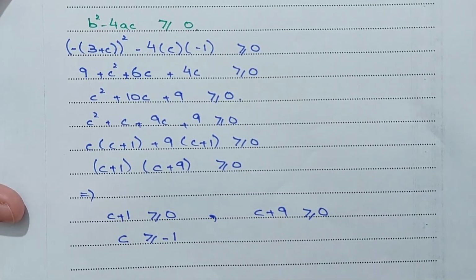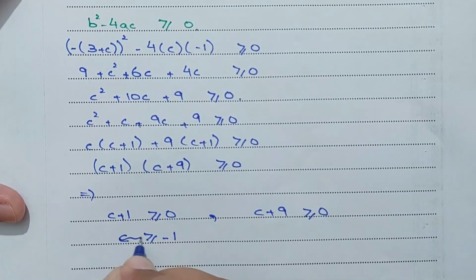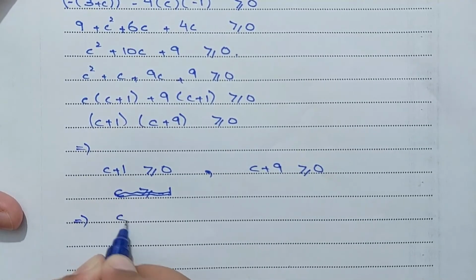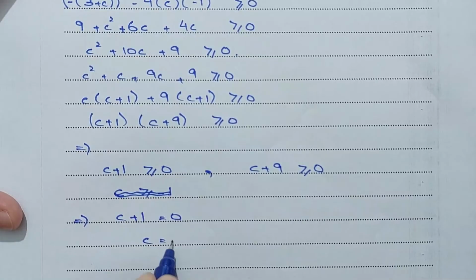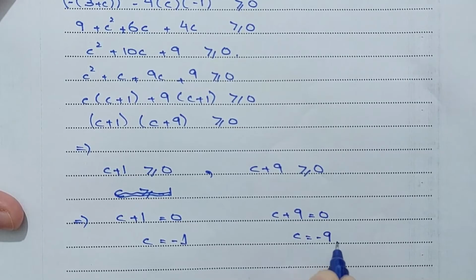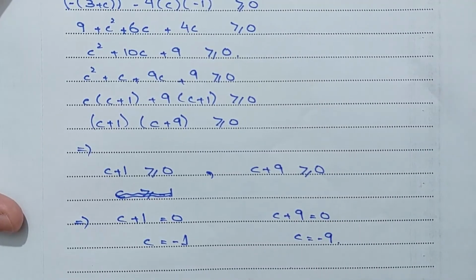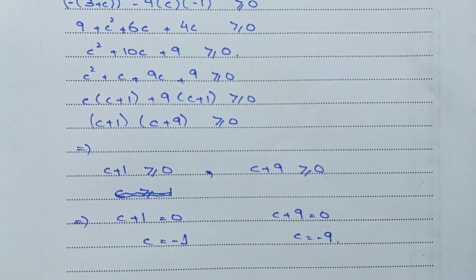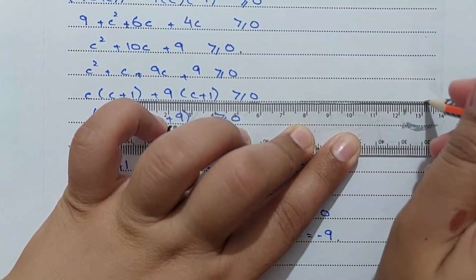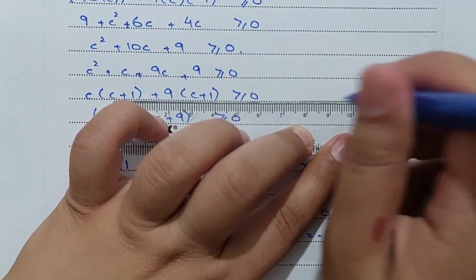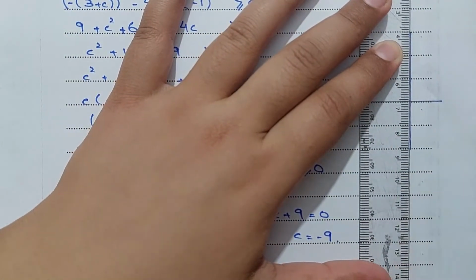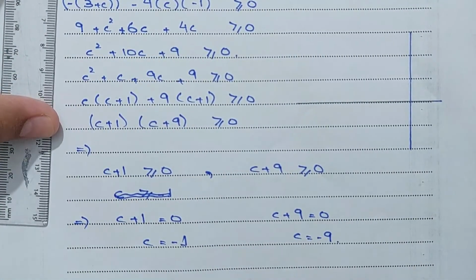Okay, so first I'm just solving for zeros, putting them equal to 0, sorry. So for the zeros, we can say c plus 1 equals 0, so c equals minus 1, and c plus 9 equals 0, so c equals minus 9. All right. Now let me visualize this situation. Let me draw the two roots over here, using the pen. It should be on the negative side. We have two roots, minus 1 and minus 9.